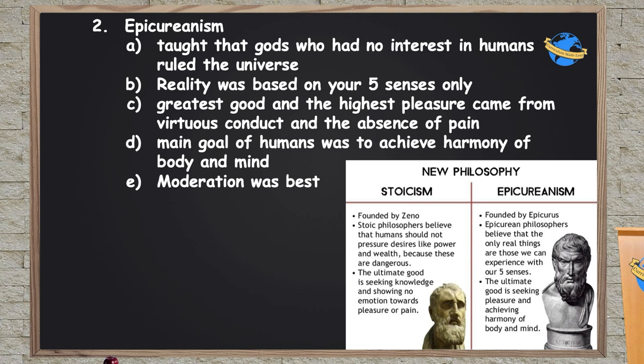For them, the greatest good and the highest pleasure came from virtuous conduct and the absence of pain. That's essentially avoiding things that hurt you, but making sure that you're always acting as a good person and making good moral choices. They said the main goal of humans was to achieve this harmony of both the mind and body through good actions. And they said, while you should avoid pain and try to do things that make you happy, it's important that you have moderation so that you don't overdo it.